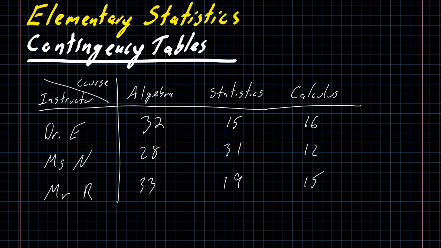And again, the specifics of what that question is actually asking are not entirely clear. Am I asking, does each of these instructors have the same distribution of students between their courses? Or am I asking, does each of these courses have the same distribution of students between instructors?